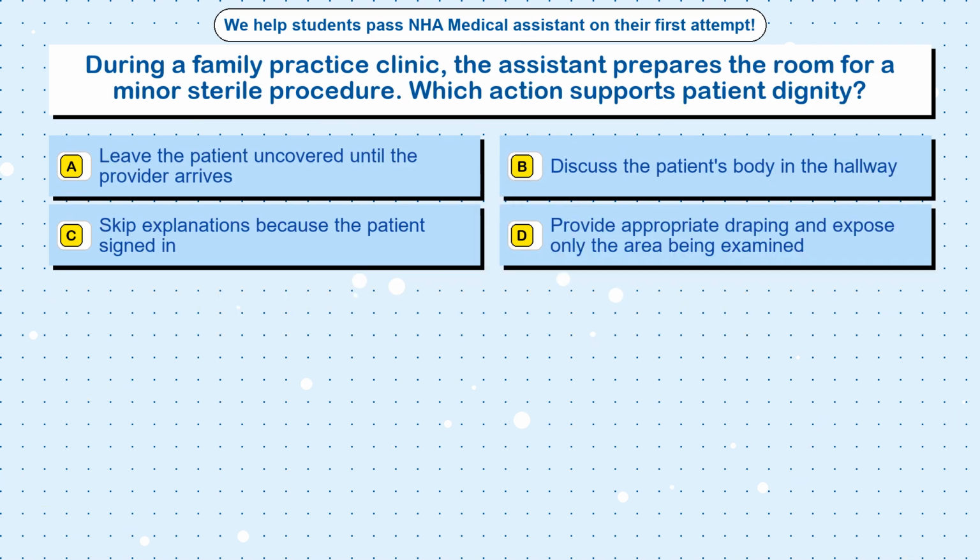Question 2. During a family practice clinic, the assistant prepares the room for a minor sterile procedure. Which action supports patient dignity? Option A. Leave the patient uncovered until the provider arrives. Option B. Discuss the patient's body in the hallway. Option C. Skip explanations because the patient signed in. Option D. Provide appropriate draping and expose only the area being examined.